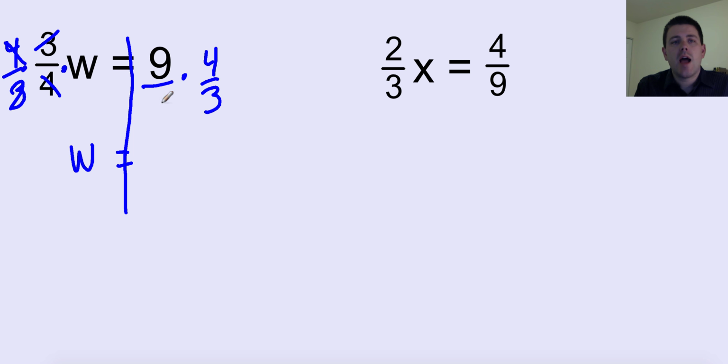Over here, 9 is really 9 over 1. 9 times 4 is 36. 1 times 3 is 3. Then we have to simplify. 36 divided by 3 gives me 12. So W is equal to 12. Let's check our answer.